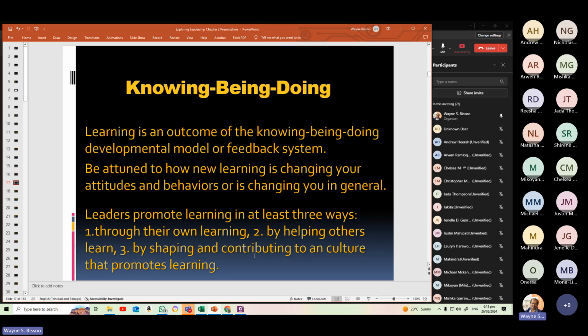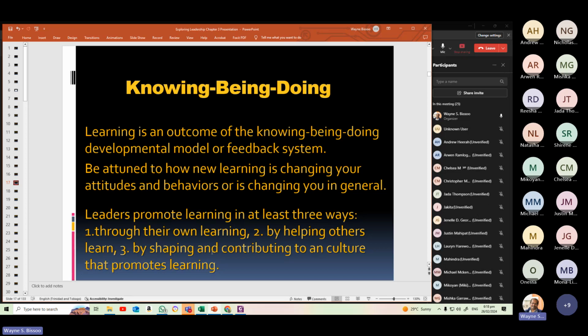All right. So leaders promote learning in at least three ways. One, through their own learning, which means you show other people that you're engaged in improving yourself, either from a personal standpoint or from a technical standpoint or from any of the four skills that we were looking at before. Two, by helping others to learn.